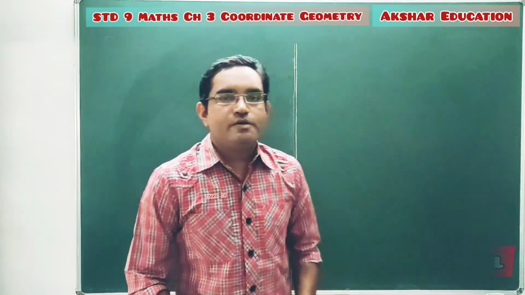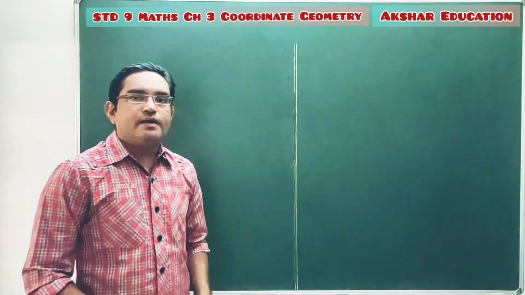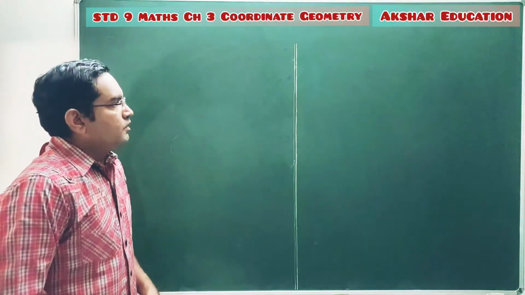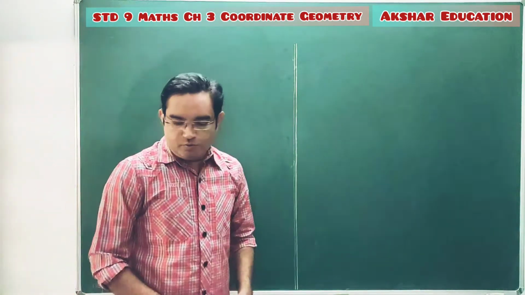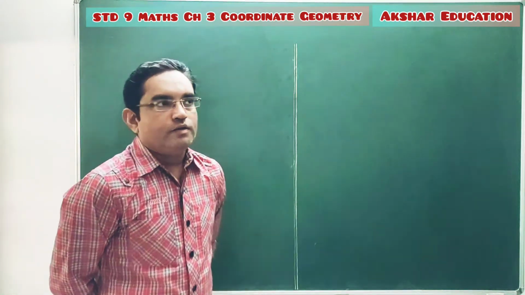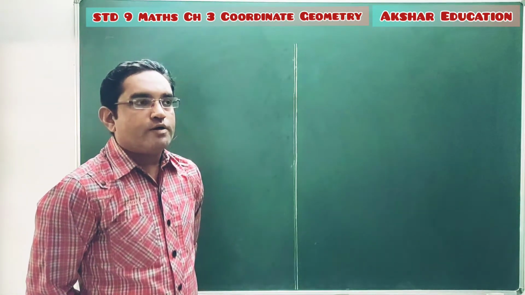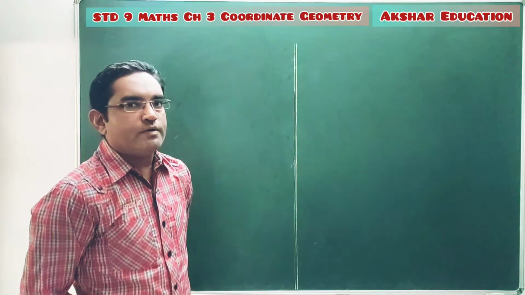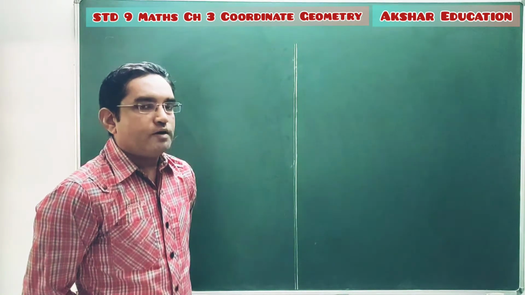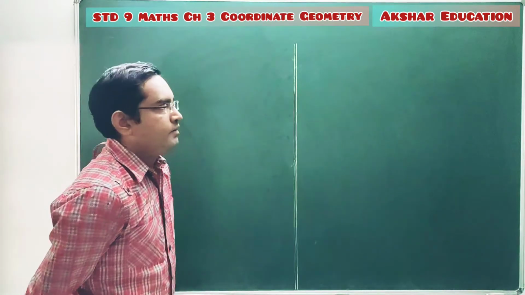Today we are going to discuss the important topic of standard 9, that is coordinate geometry. Up to chapter number 2, we have studied two-dimensional coordinate geometry. What is two-dimensional coordinate geometry? For two-dimensional coordinate geometry, we have studied how to represent a point on a number line.